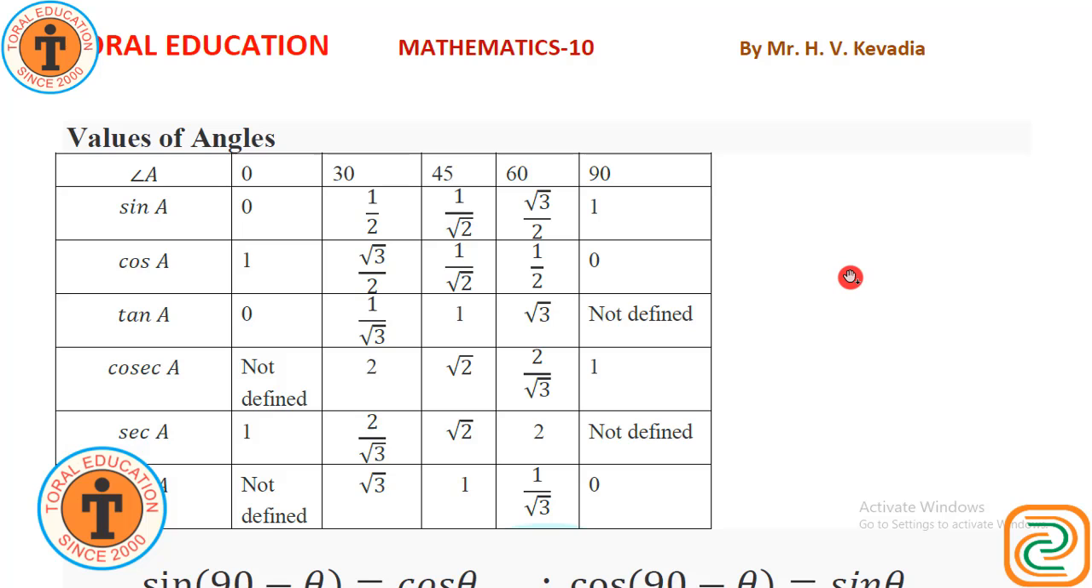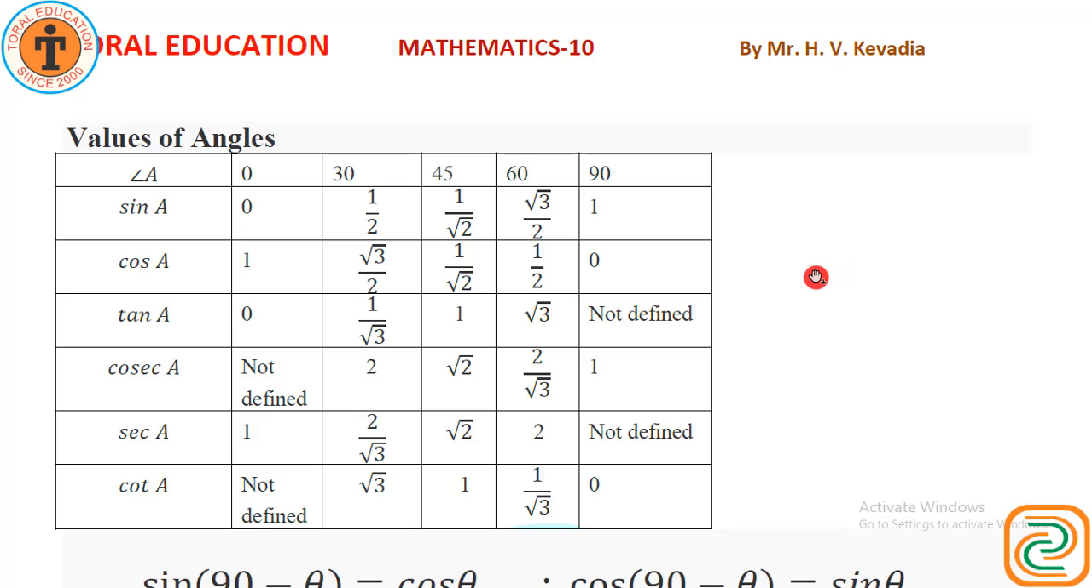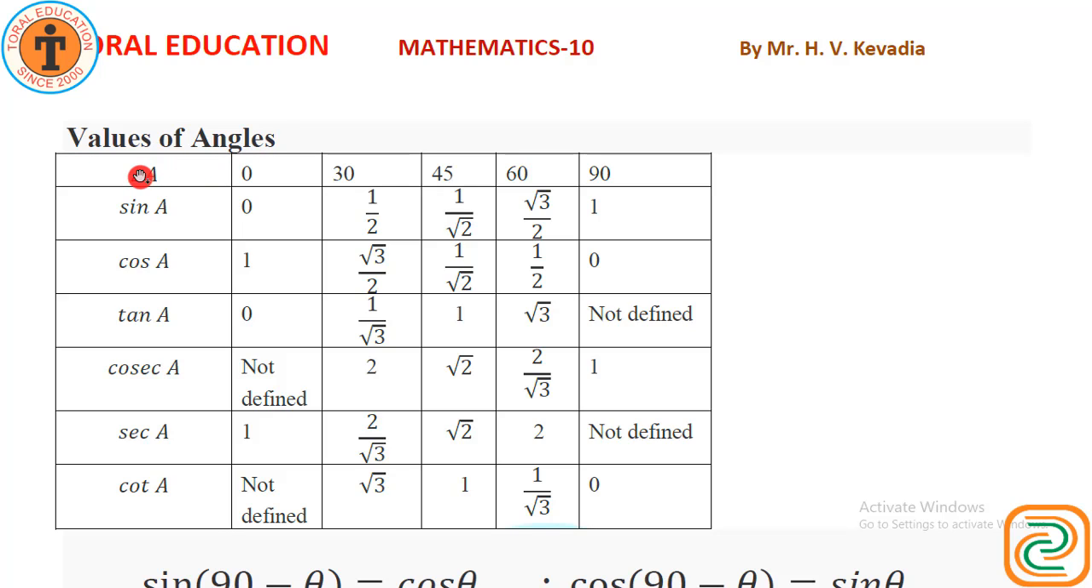In chapter number 8, we completed exercise 8.1 in the last video. Today we are taking exercise 8.2, and this is an important exercise. Here is the table of angles, that means values of angles are given. Angle A means any angle.